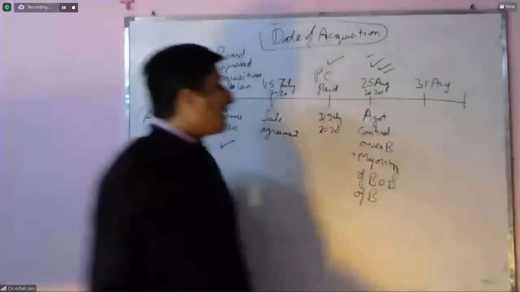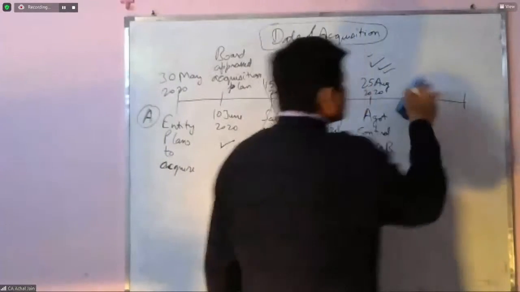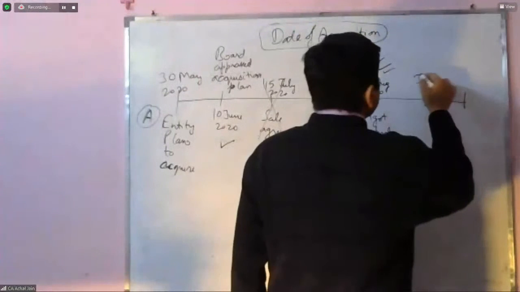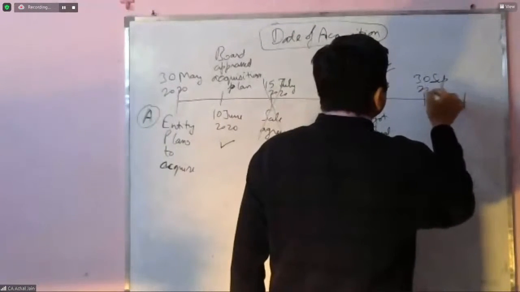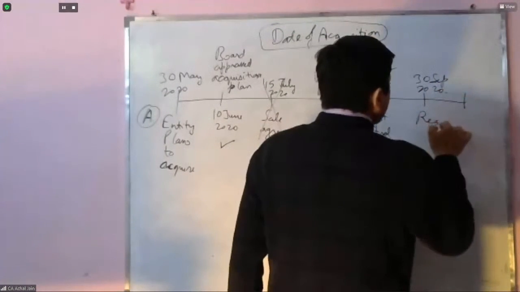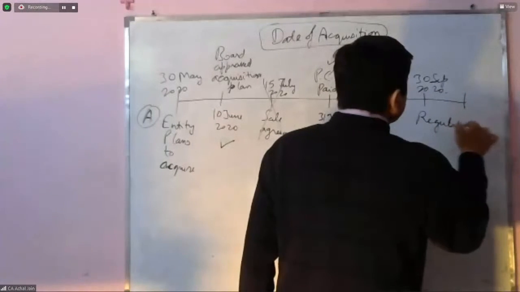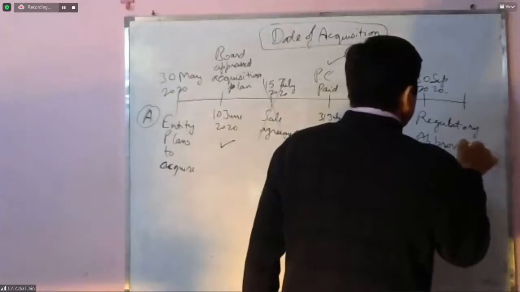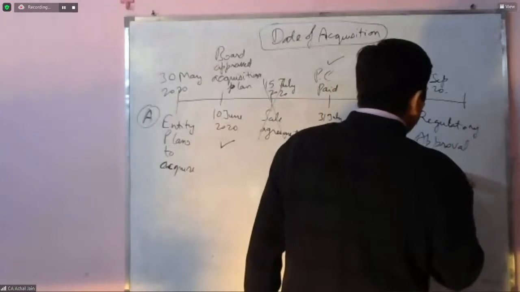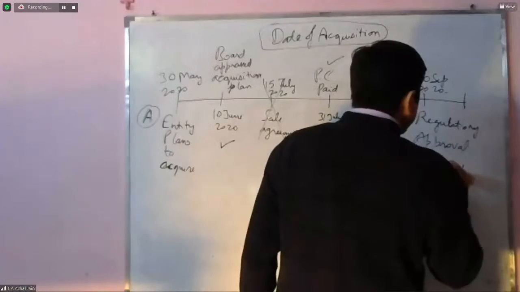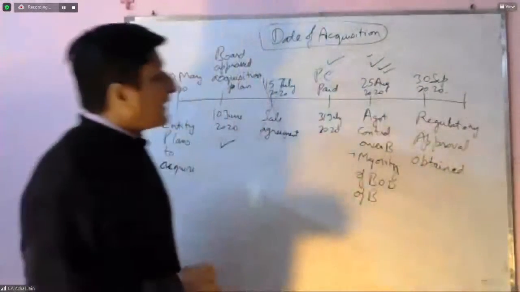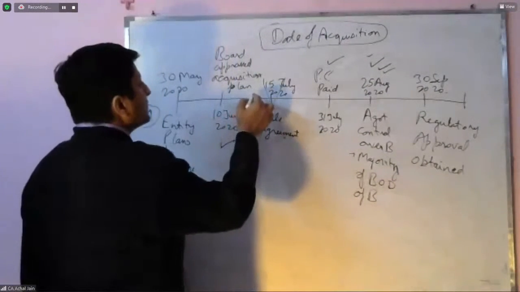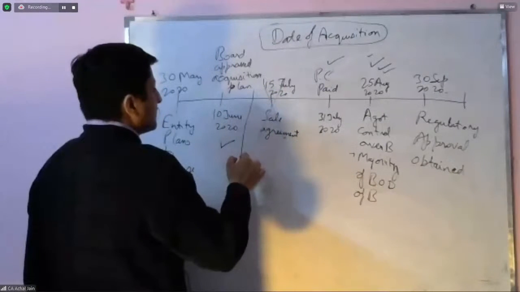Let's suppose everything which has been considered over here is done, but some regulatory approval was pending, which was obtained on 30th September. And let's suppose the company applied for this regulatory approval on this date.